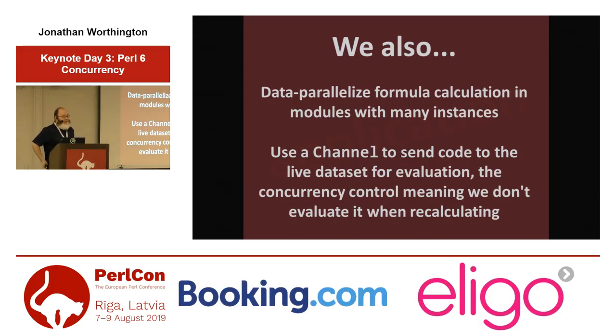We data parallelized calculations of modules where they have many instances. So we have some of those 300 or whatever modules, a multi-instance. So you have many instances of the module. And when there's thousands of them, you can speed up the calculation by throwing it over multiple cores. It's just another .race somewhere.